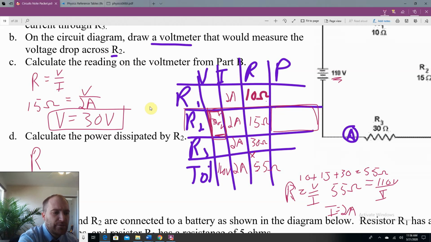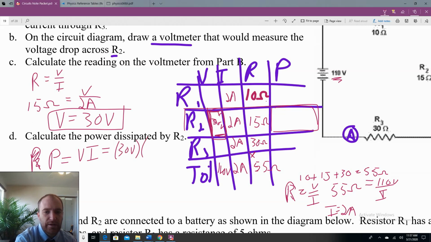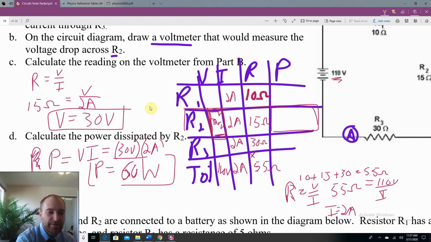So I'm just going to do the first one that's there, P equals VI, because I think we know V and we know I. V is 30 volts, I is 2 amps, and I got 60, and remember the unit for power is watts. There we go, 60 watts. My final answer.